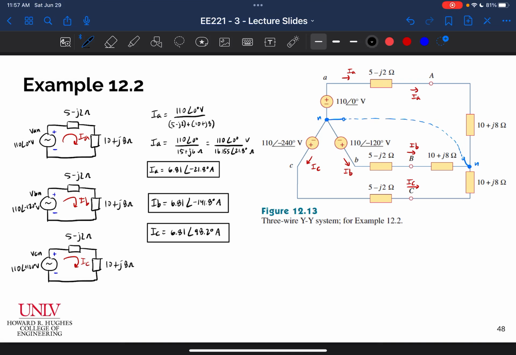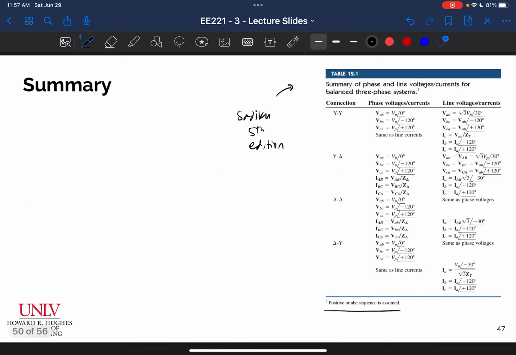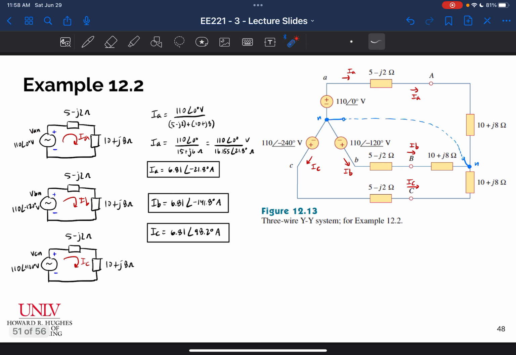All right, so previously we solved for IA, and then we used this table to show that we can find IA, the line current for a Y to Y connection, by taking the voltage from A to the neutral divided by the load impedance. In our case, there's both a line impedance and a load impedance, but because they're in series, it doesn't make any difference to us, right?